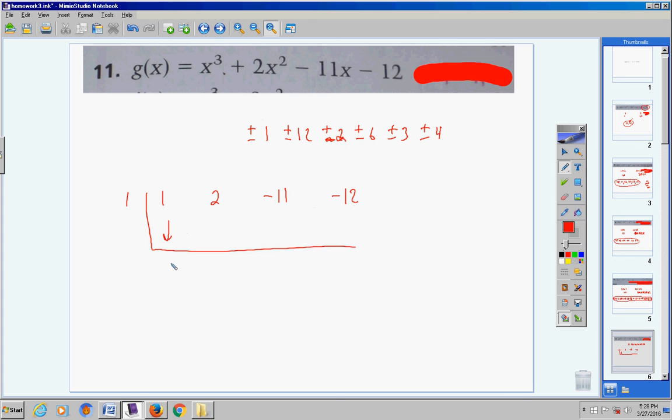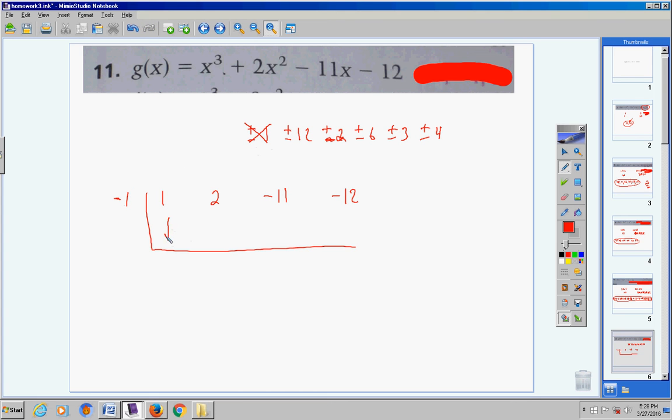So here we go. 1, multiply, combine, 1 times 3, combine, 1 times negative 8. I'm not getting 0 here, am I? Not at all. So let's try another number. Obviously, positive 1 didn't work. Let's try negative 1, okay?